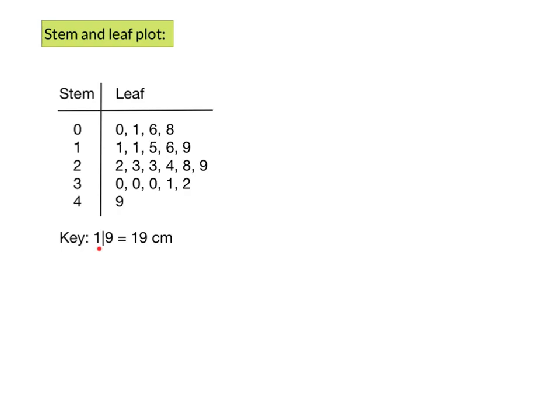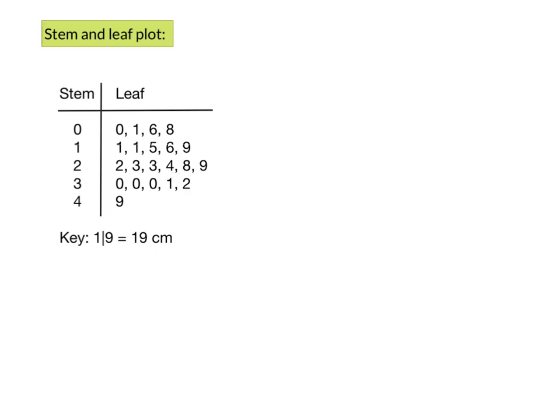So clearly I can see the number on the left, the stem, is the tens, and the 9 is the units. So if I was to read these numbers out fully, this would be 0, 1, 6, 8, and then I've got 1 in front here, so that would be 11, 11, 15, 16, 19. Now I have a 2 in the front, so 22, 23, 23, 24, and so on.